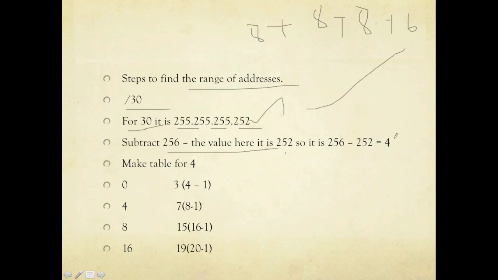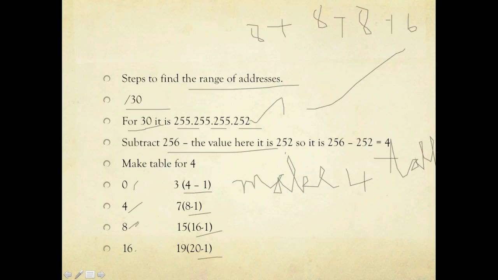So what you do is make a table of multiples of 4 on one side: 0, 4, 8, 16. As I already stated, 0, 4. So 4 minus 1 is 3. Write that directly opposite to the 0. Then 8 minus 1 is 7. Write it directly opposite to 4.